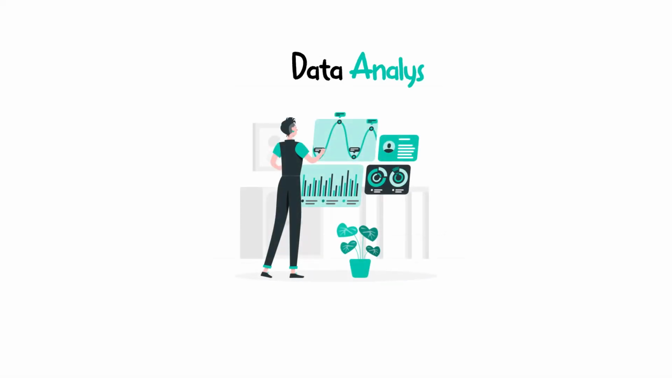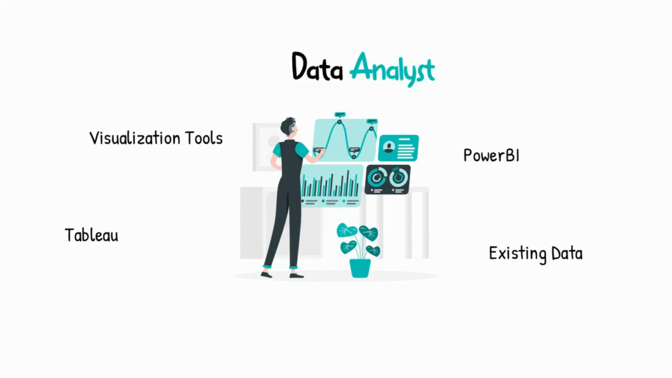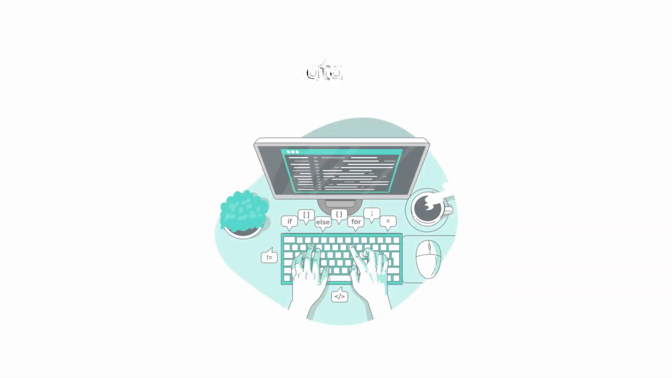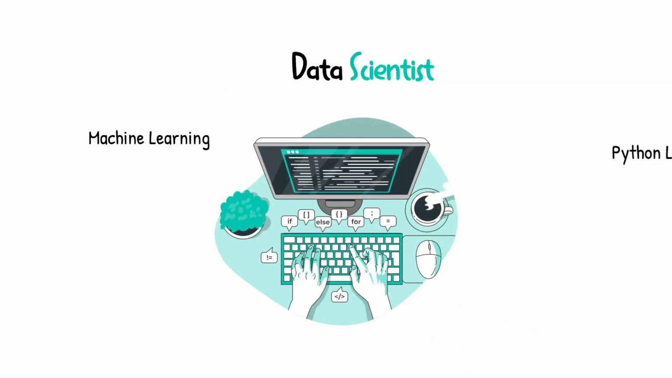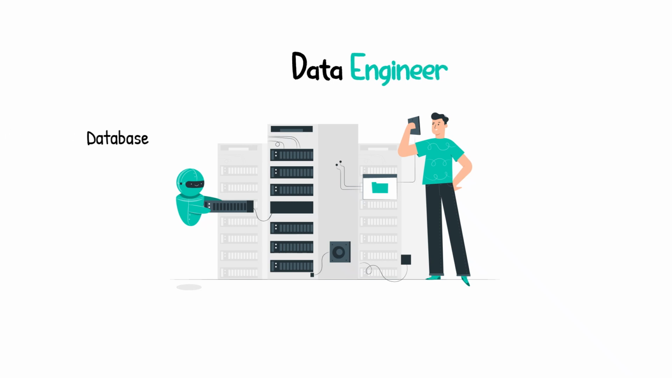Here the job of a data analyst is to perform data analysis using visualization tools like Power BI, Tableau, etc. Basically their job is to provide the analysis of the data which is existing. The job of a data scientist is to apply proper ML models so that insights can be drawn from the data. In the current corporate world, the Python language is used for machine learning, so Python is the main skill required here.